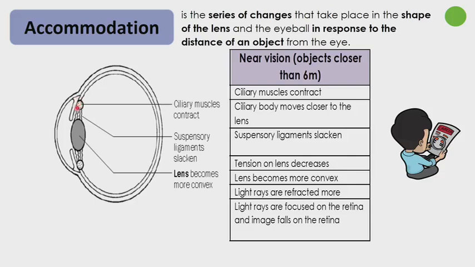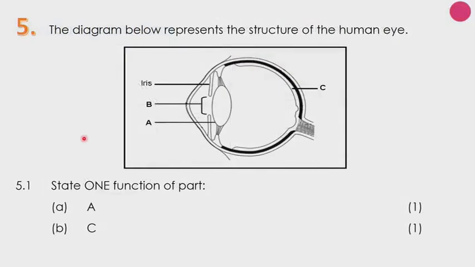So when that muscle is contracting, the ciliary muscle, it bulges outwards, as we've mentioned before, and as a result, the ciliary body bulges outwards. It means that it's moving closer towards the lens. Now, when it moves closer, the suspensory ligaments will become slack. The consequence is that the tension in our lens will decrease. The lens will become more convex in shape, which means that when the light rays enter, they bend more, and they're going to fall onto that retina. So the light rays will be focused onto the retina, and a clear image will be formed. And that's the process of accommodation.